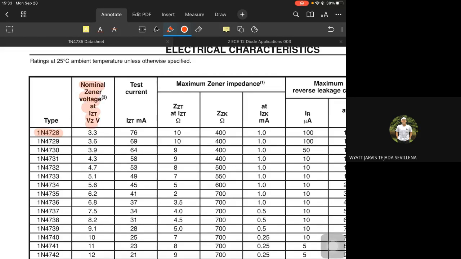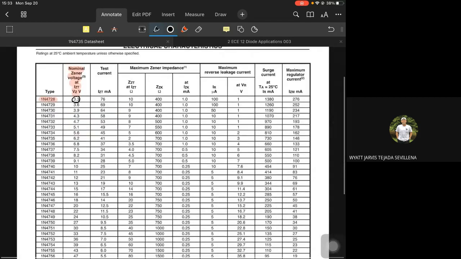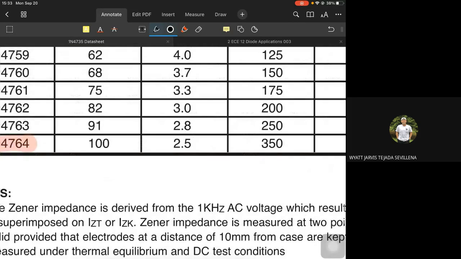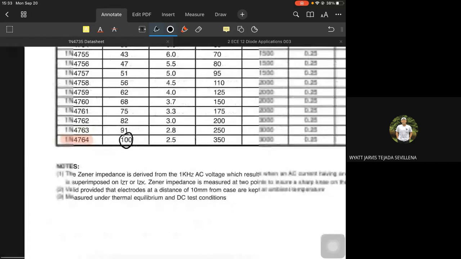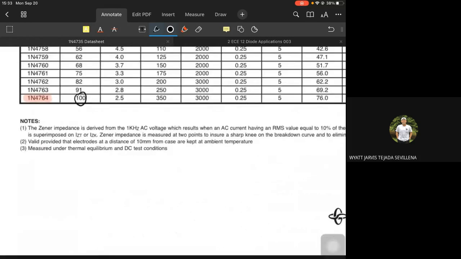It can go as low as 3.3 volts, or as high as 100 volts. So there is a 100 volt Zener diode. The symbol used there is VZ.